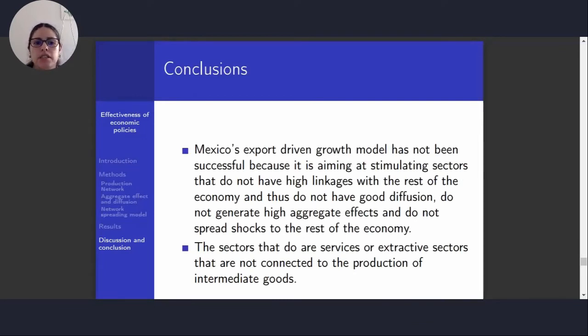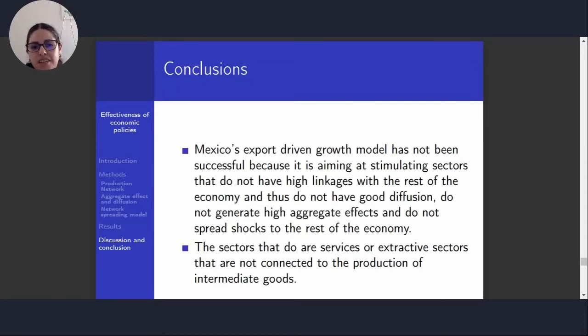Why? Because it is aiming at stimulating sectors that do not have high linkages with the rest of the economy. So really their position in the network has not been central. And those do not have good diffusion, don't generate high aggregate effects, do not spread the shocks to the rest of the economy. The sectors that do, as I said, are services or extractive sectors that are not connected to the production of intermediate goods, and that are not being promoted.